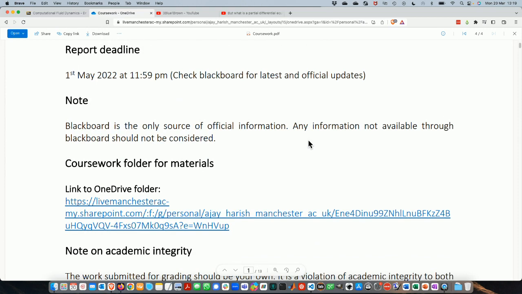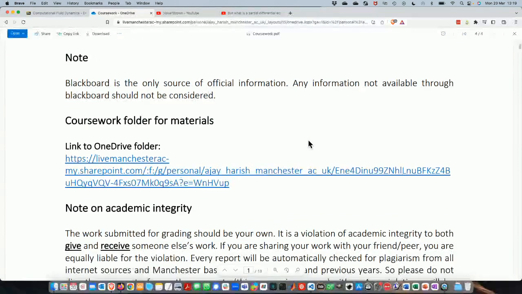So the most important thing: Blackboard is the only source of official information. Please don't go by "my friend said this." If you say that my friend said this, so I did this, that eventually will not count, because if it's not there on Blackboard, it doesn't exist. We want to make sure that it's consistent across the 500 students in the cohort. So please note that if it's not on Blackboard, it's not there. If your friend said it, then ask your friend to please share the link or where it is on Blackboard, right? We keep getting that quite a bit.